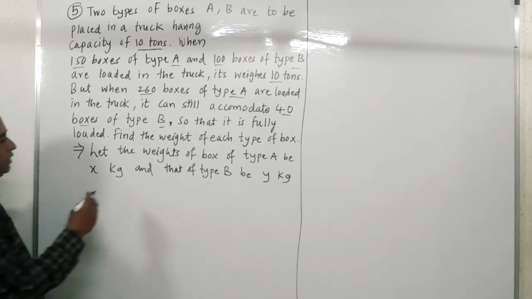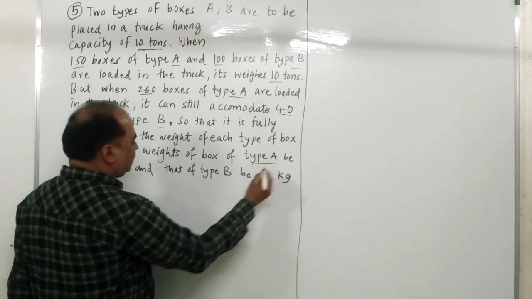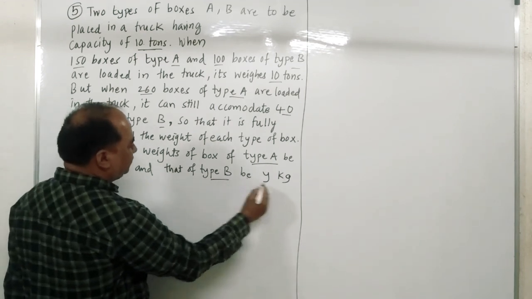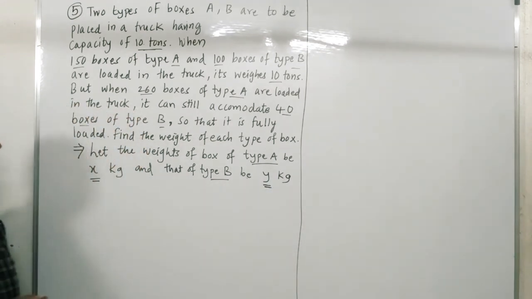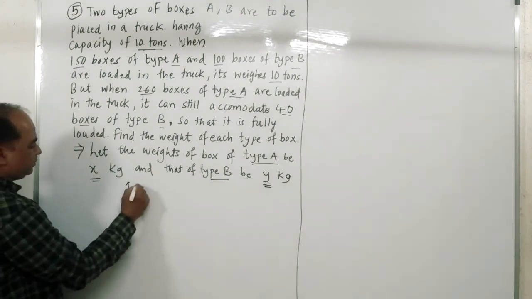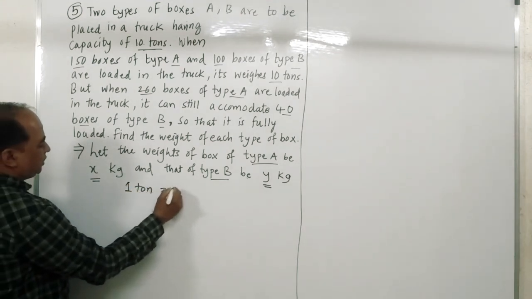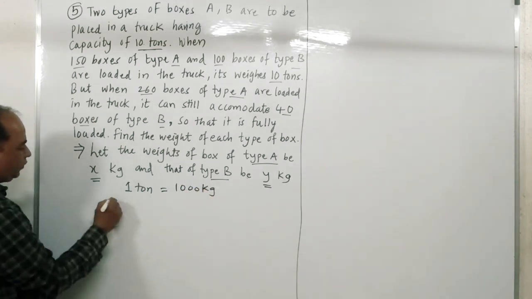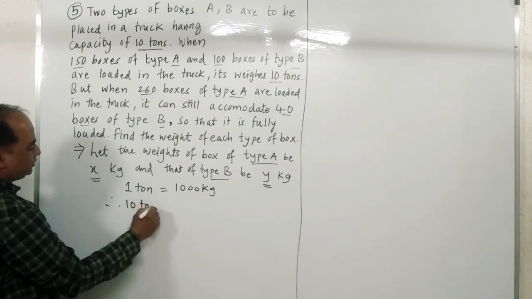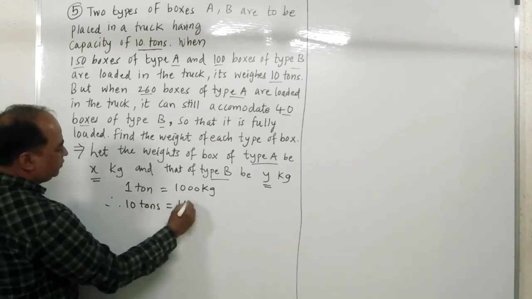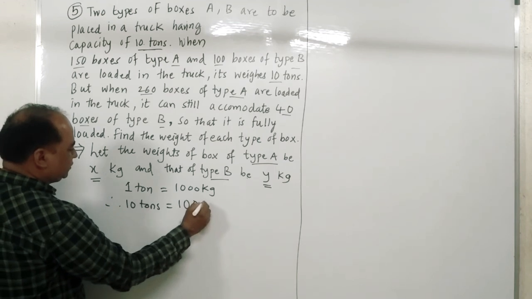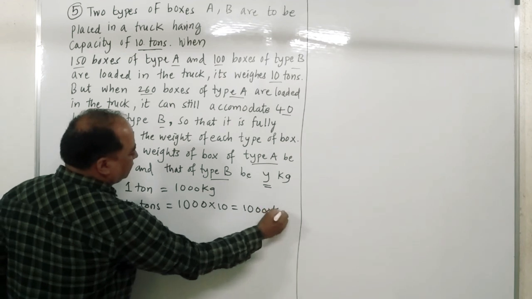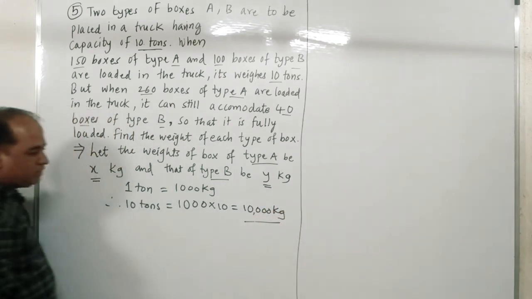So let us assume the weight of box of type A be x kg and type B be y kg. Now we know that 1 ton is equal to 1000 kg. Therefore 10 tons weight is equal to 1000 into 10, which is equal to 10,000 kg.